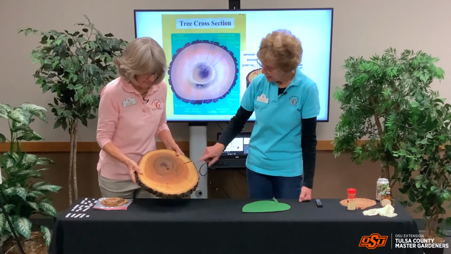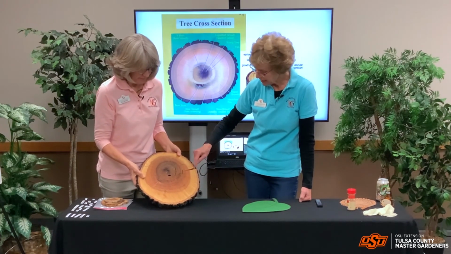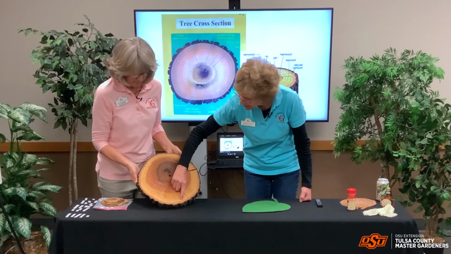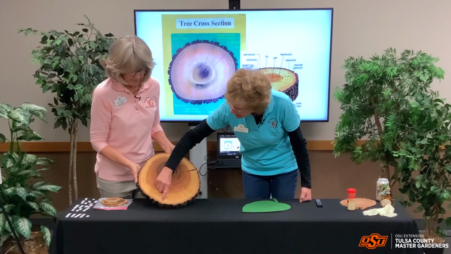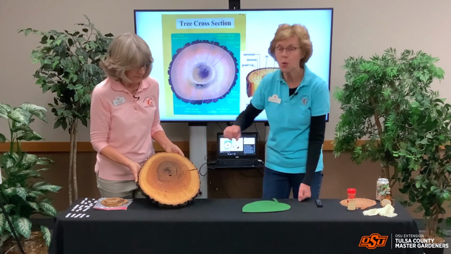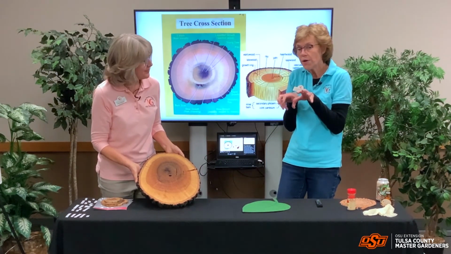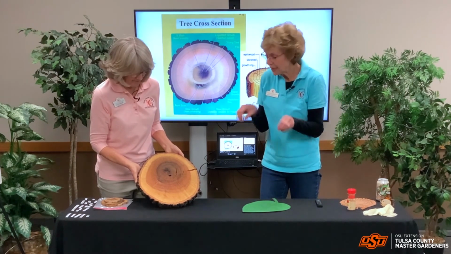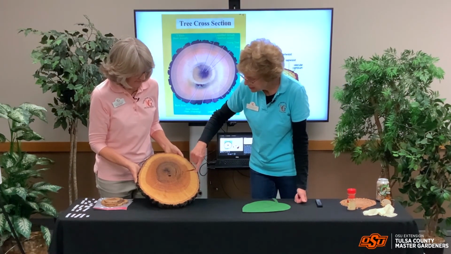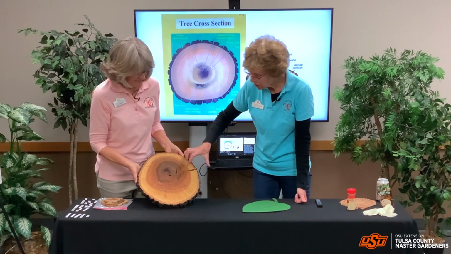So around the edge, you've got this bark and this very thin cambium layer, very, very small, and that's where the new wood is growing and making a new ring each year as the sapwood gets larger and larger.